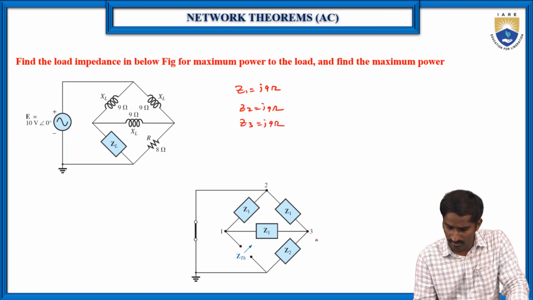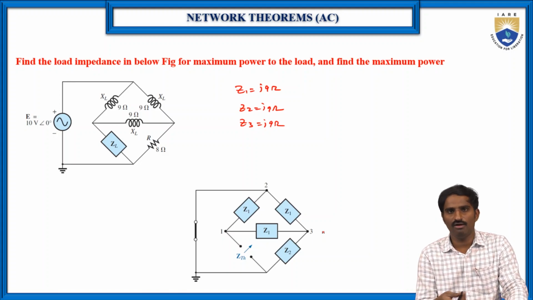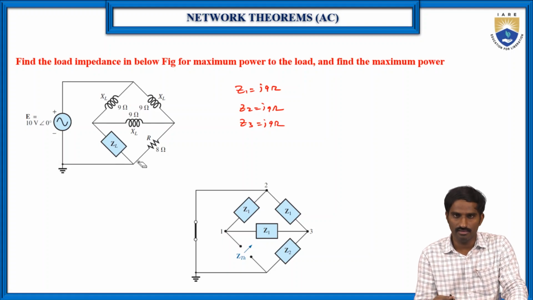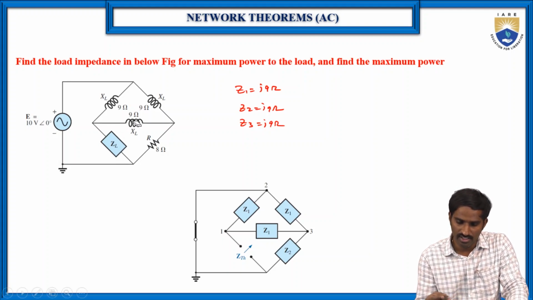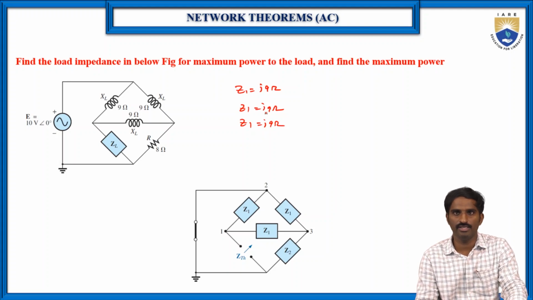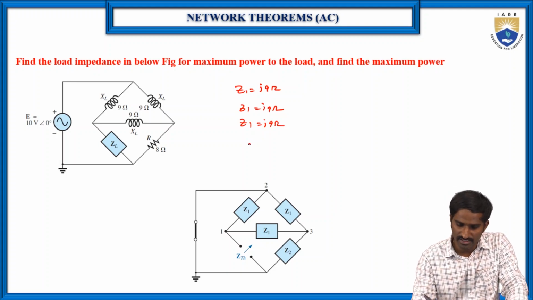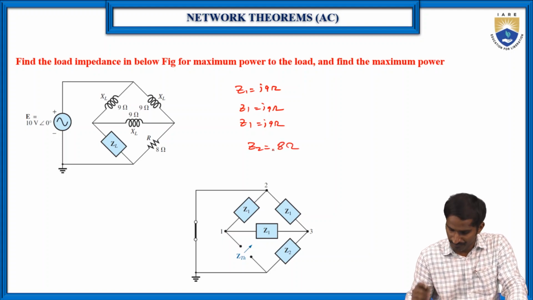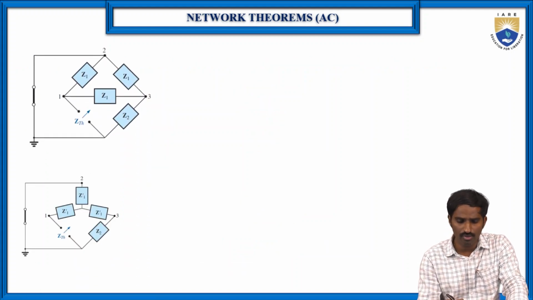And then, of course, here they have considered all of them as Z1, because all the impedance reactances are the same values. So that's why, instead of Z1, Z2, Z3, they have considered Z1, Z1, Z1, because all are having the same 9 ohms reactance. And then Z2 is equal to, here it is 8 ohms. Okay. Then now this is the circuit.